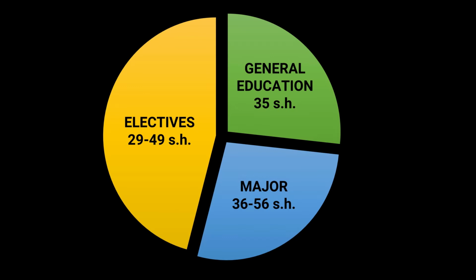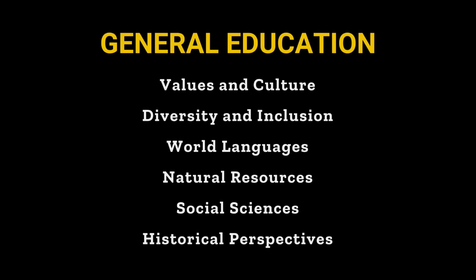Undergraduate degrees at the University of Iowa are quite flexible. Degree components are the general education program, major, and elective credit. Our general education program is designed to develop diverse ways of approaching the world issues.